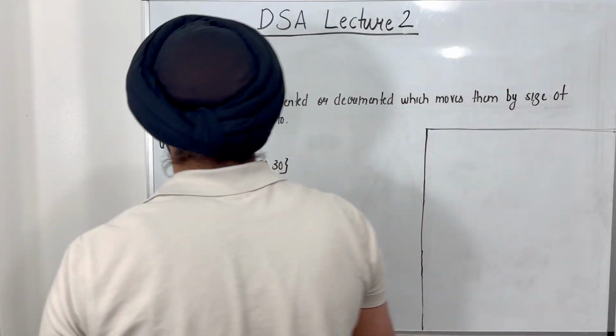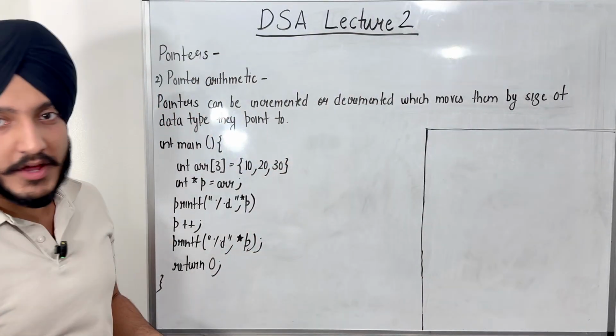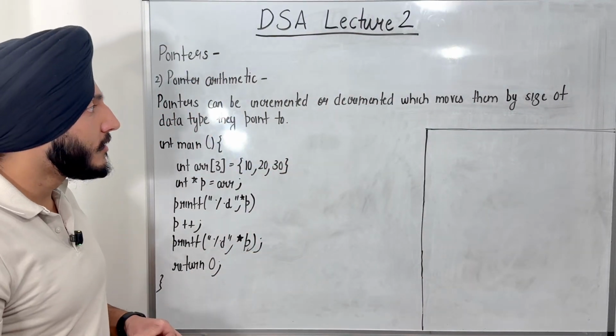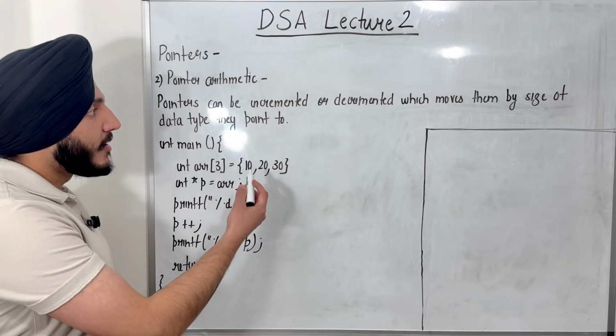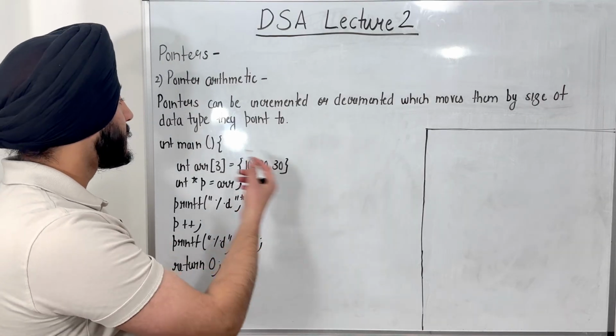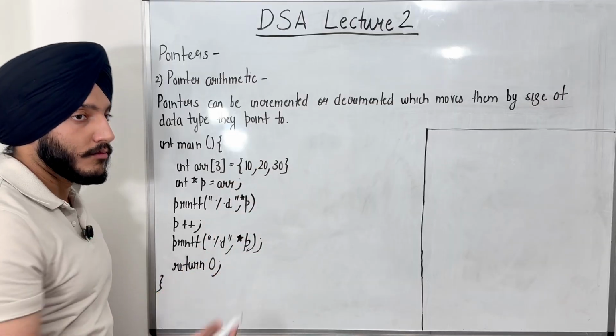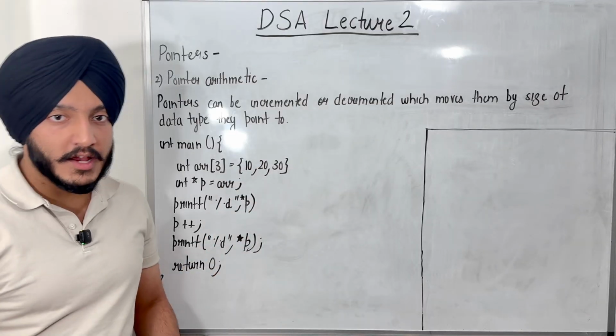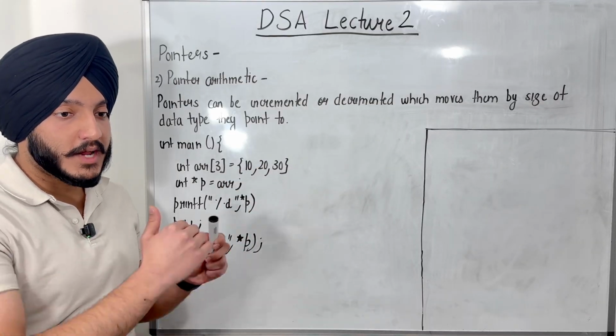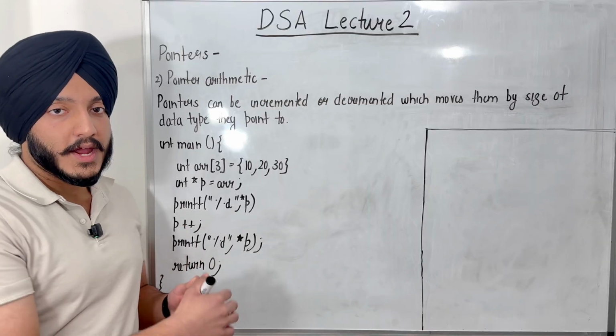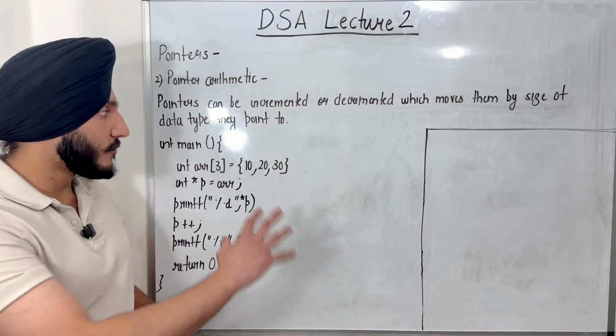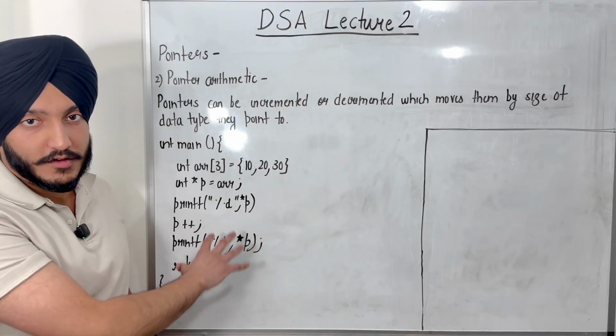Now let's try to understand pointer arithmetic. Very important concept to understand once again. Pointers can be incremented or decremented, which moves them by the size of the data type they point to. The basic idea is that I can increment pointers to get another value. I think this would be easier to explain with this code example.